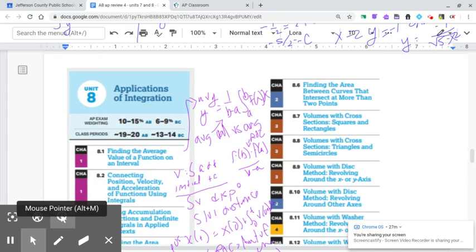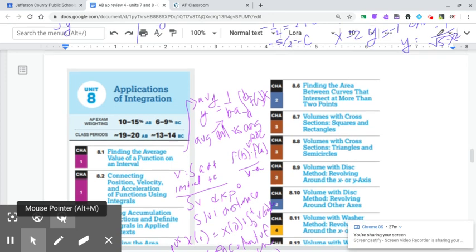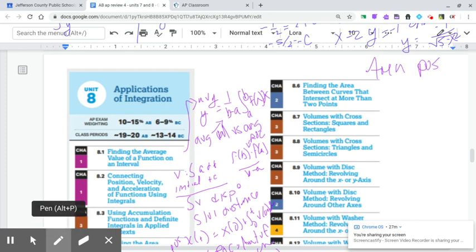Area between two curves that intersect at more than 2 points. Just remember, the area should be positive. If you use right minus left and upper minus lower, you'll get positive lengths of rectangles and therefore get positive volume. All right. Draw pictures for Pete's sake.